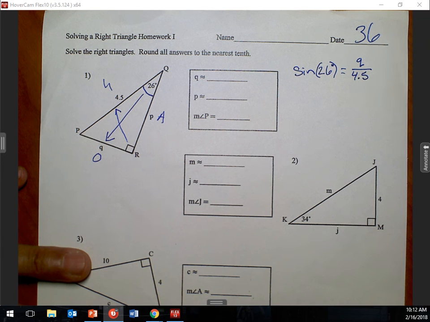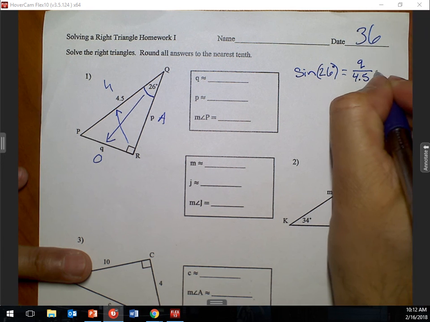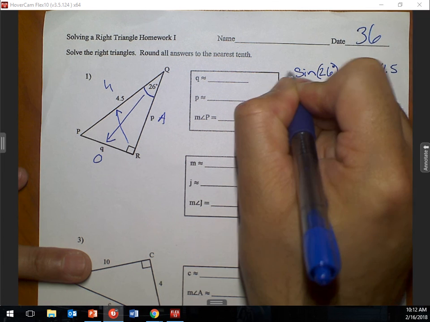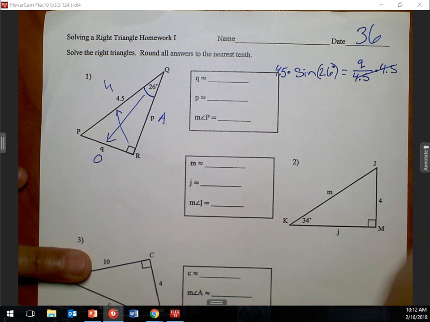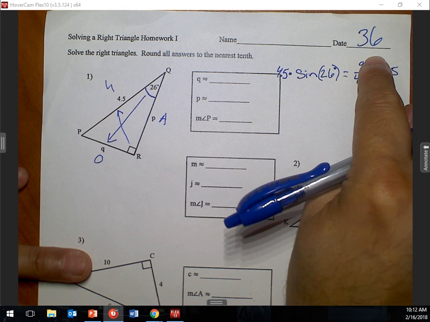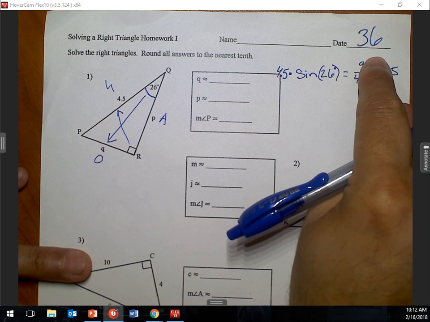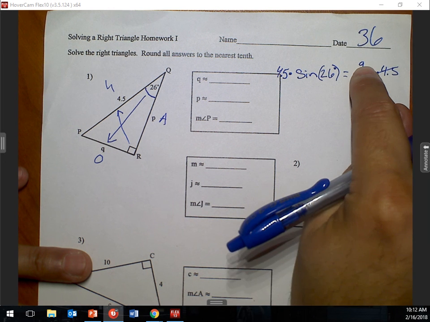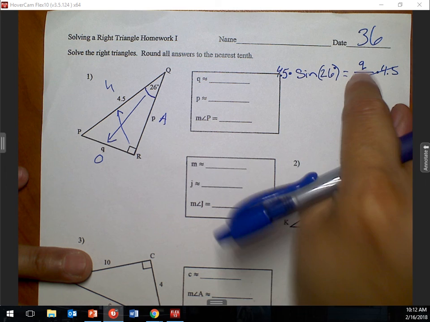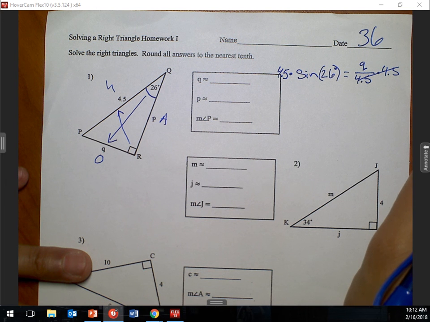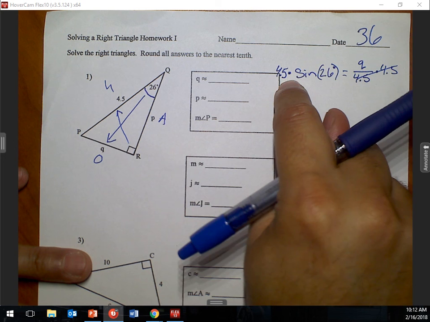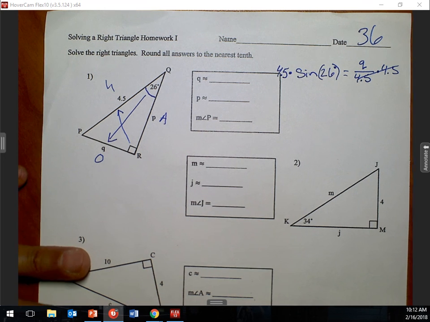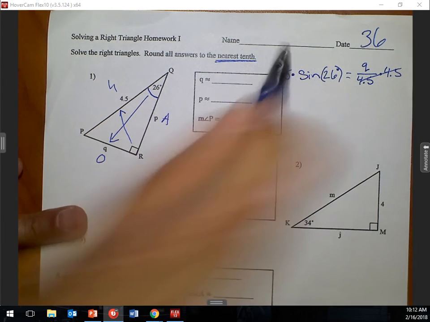What do I do to both sides here? Multiply by 4.5. Those cancel. So I should have my q by itself now, right? At that point, what do you do if you get your variable by itself? Calculator, right? If you get your variable by itself, then you can put that in the calculator. And it says right here, round to the nearest tenth.